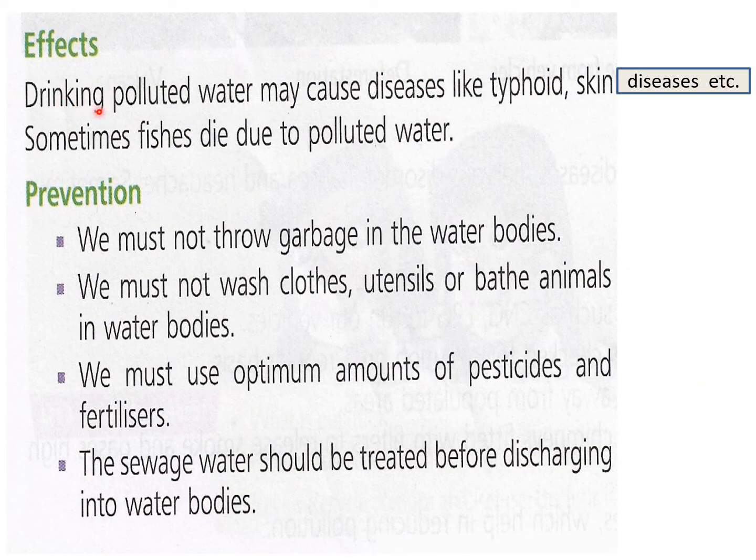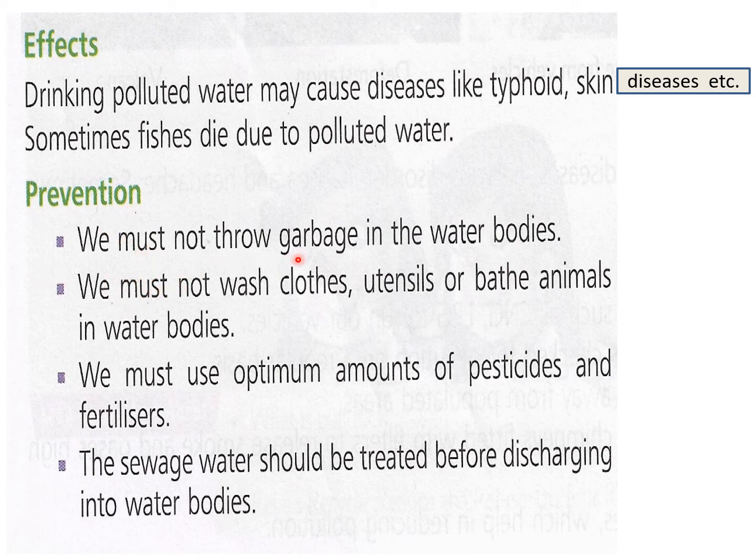Now the effects of water pollution. Drinking polluted water may cause diseases like typhoid, skin diseases, etc. Some fishes die due to polluted water. So not only humans but also animals are harmed due to water pollution. So how can we prevent it? Prevention means रोक सकते हैं. हम कैसे रोकेंगे water pollution को?